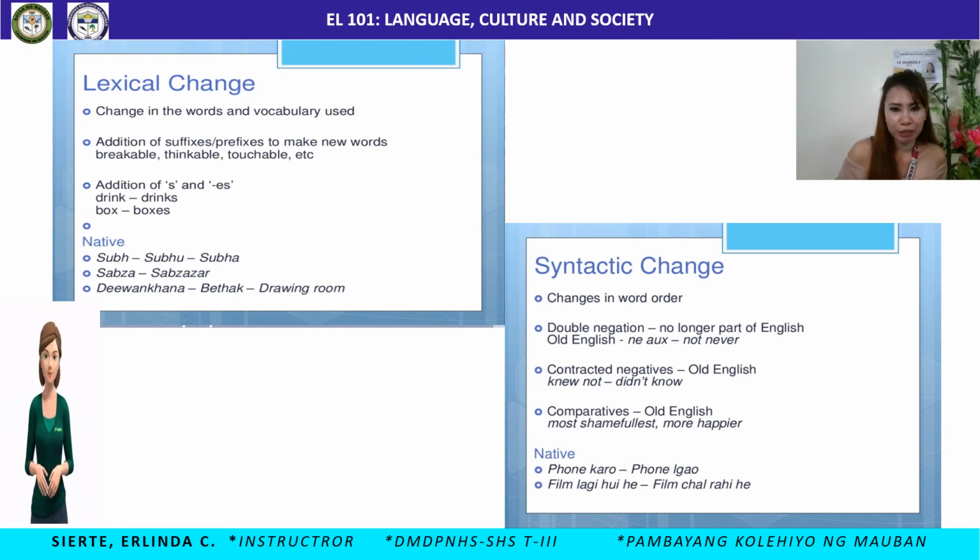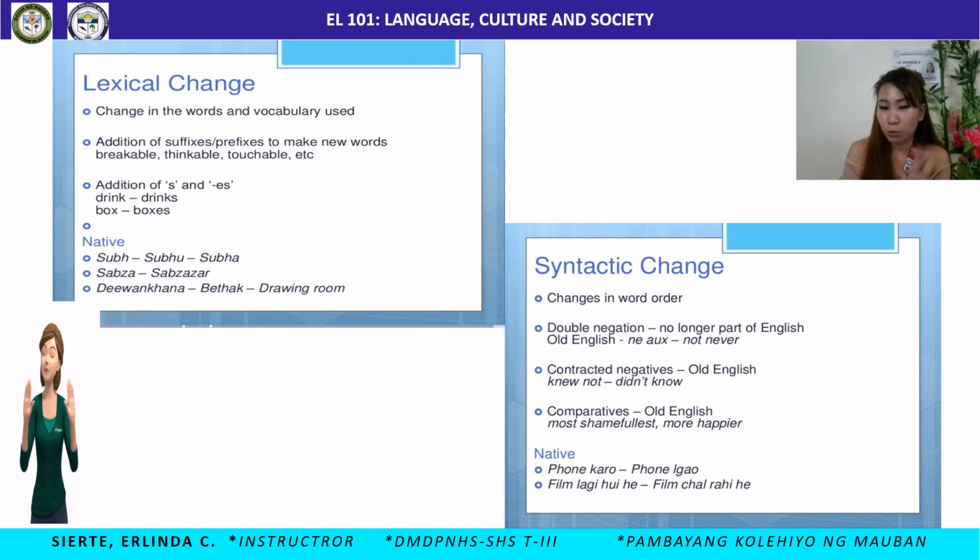Alright, now talking about the comparatives, we have the Old English most shamefulest, more happier. Alright, so in here, when we are comparing something, we are using, for example, the root word, and we are just simply adding er, okay, the affixes or suffixes. And then we don't have to use more. For example, more happier. Because more means you are a bit happier, and then you still use the word happier, then that is redundant.